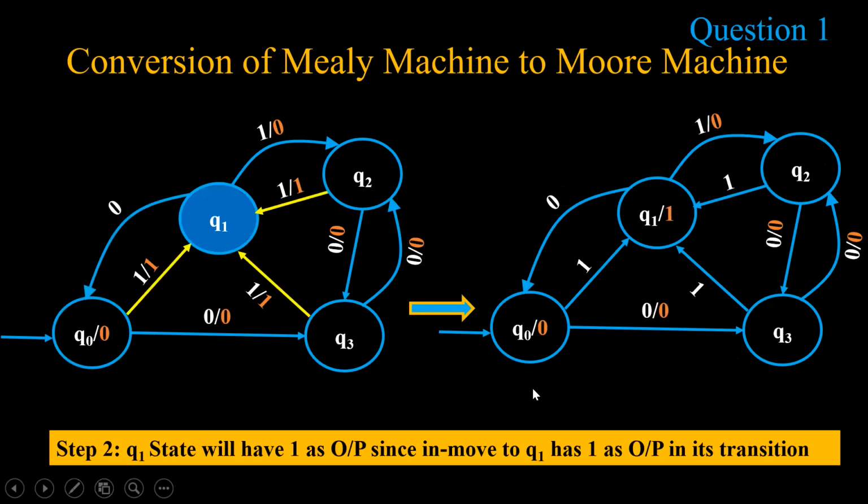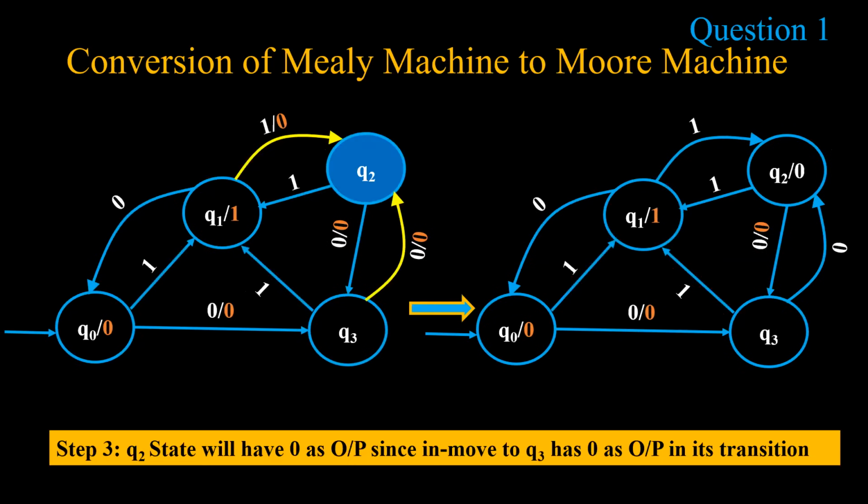Next we move to Q1 state. In Q1 state we had three in moves. All three were on 1. So what we will do, we will just put Q1/1 in Q1 state and we will remove all the ones from all three in moves. So this is how we have converted Q1 state from Mealy machine to Moore machine.